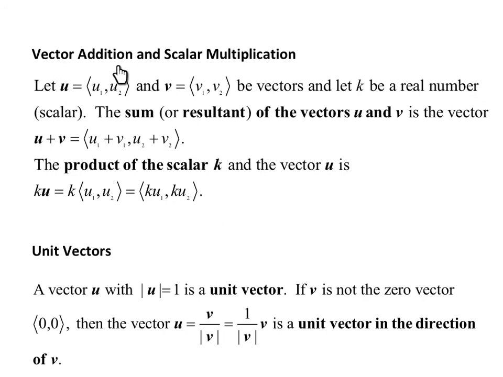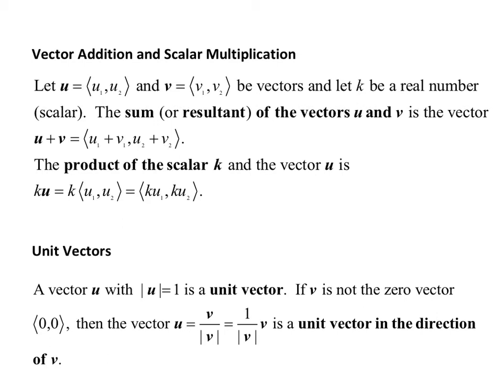Okay, so vector addition and scalar multiplication. Let U be <U1, U2> and V be <V1, V2> be vectors, and let K be a real number scalar, okay? The sum or resultant, that's another way they use the word, of vectors U and V is U plus V: add U1 plus V1 and U2 plus V2. So add the x's together, add the y's together. The product KU, distribute K to both components. Okay?